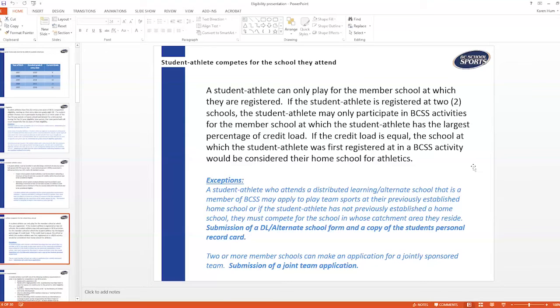There's a lot of kids now that do cross-enroll for specific programs and so forth. So there's a lot of gray area in those. If you ever have one, it's best to send us a student's PR card and we'll look at it and help you determine where their eligibility lies. The other exception here is a student could potentially play for another school if the 2 schools came together and submitted a joint team application. So we'll look at the joint team application a little farther on in the presentation.